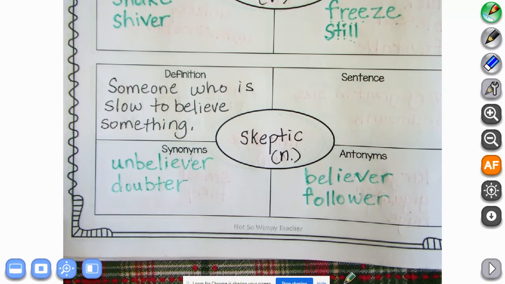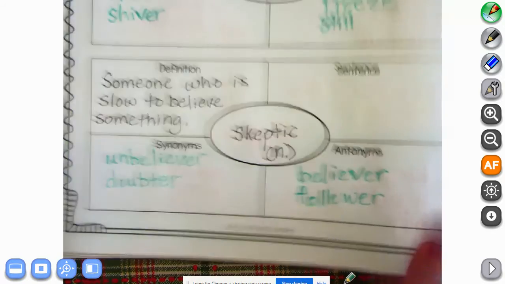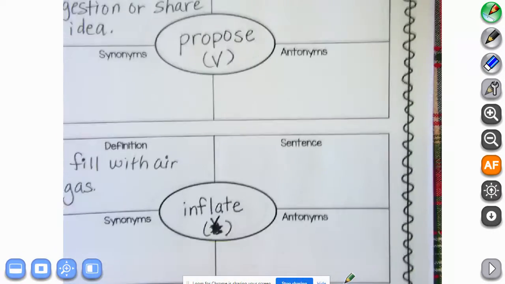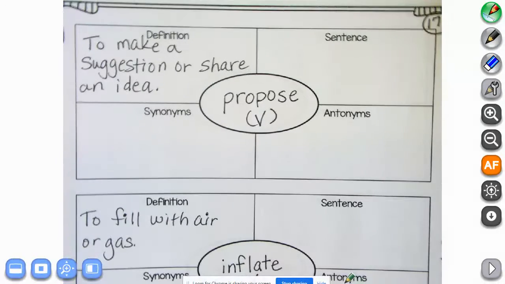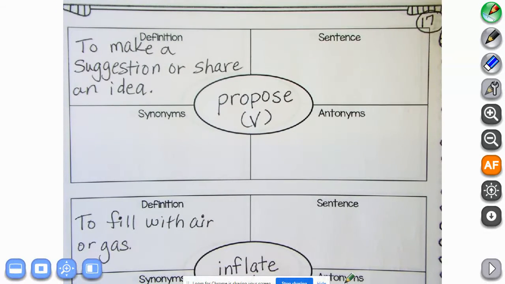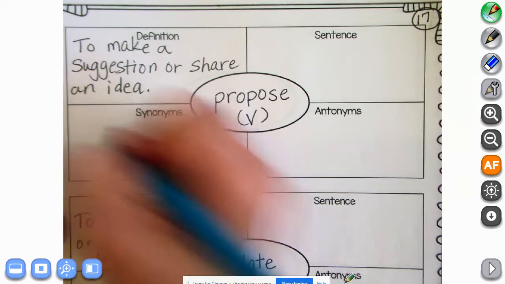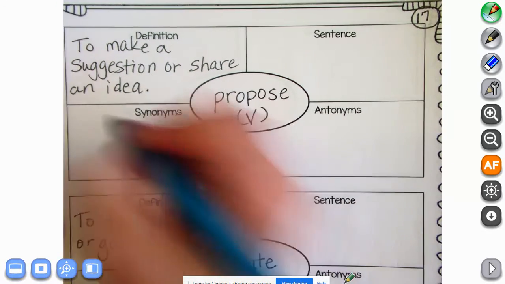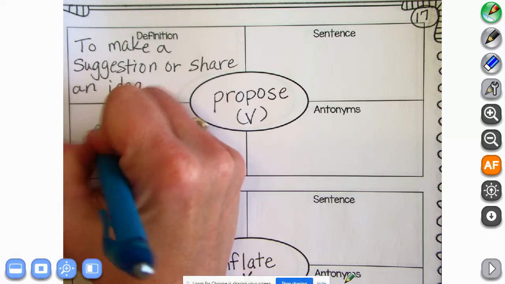Okay, so if you're not finished, go ahead and push pause. We're going to flip this over. So we're going to flip it over to page 17. And we have the word propose. It's a verb. It means to make a suggestion or share an idea. Propose. So I see the word suggestion. So a synonym would be suggest.